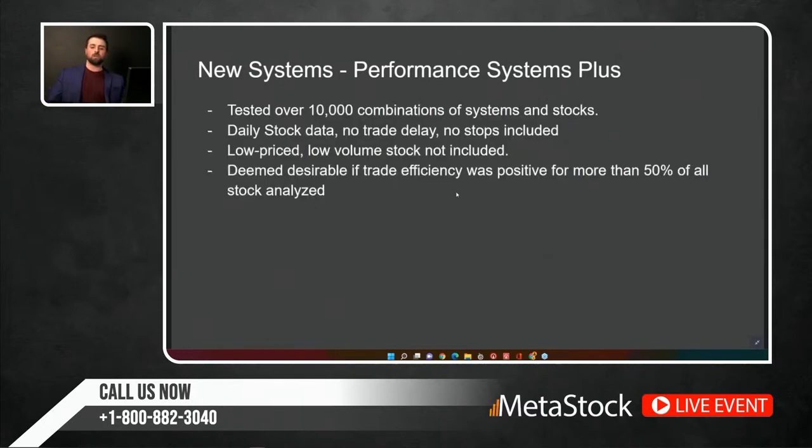And just so that you know where all of this information came from, these aren't just a bunch of random systems just to give you a large number. What they did is some serious testing of over 10,000 different combinations of systems on stocks. They used daily data for this, no trade delay, and no stops were included. So these can even be further optimized, depending on your trading styles. But just so you know, this is how the list was first created. Low price, low volume stocks are not included. They didn't use penny stocks or pink sheets for this, because those can be so volatile, so they utilized just your standard stocks.